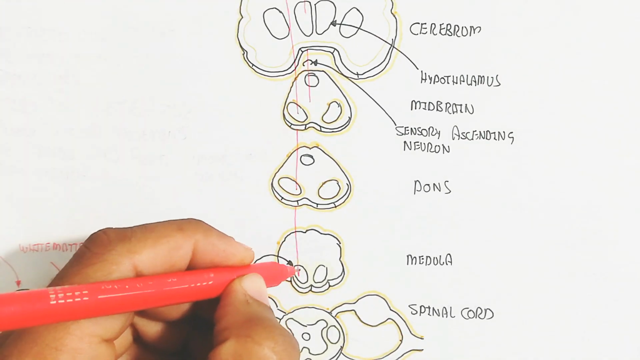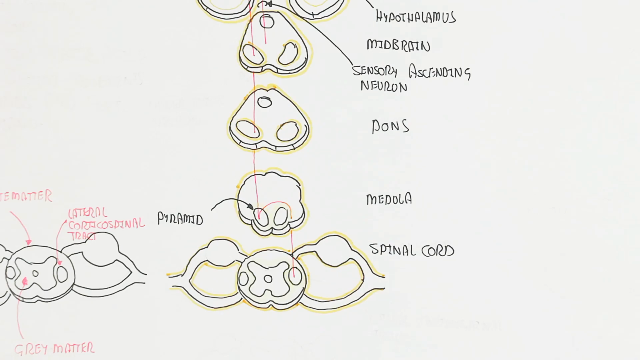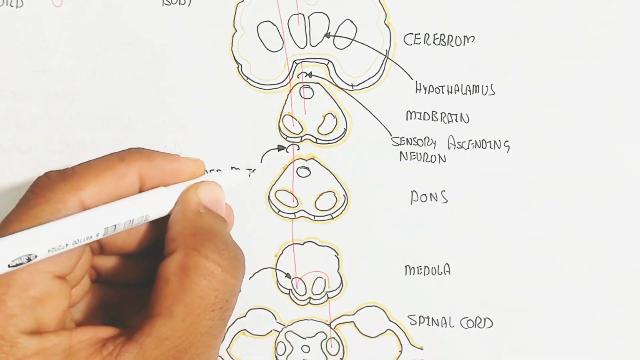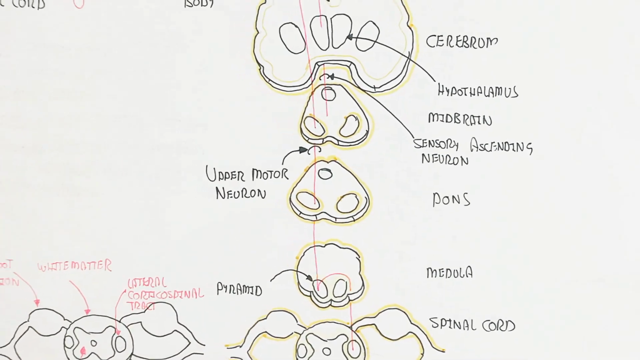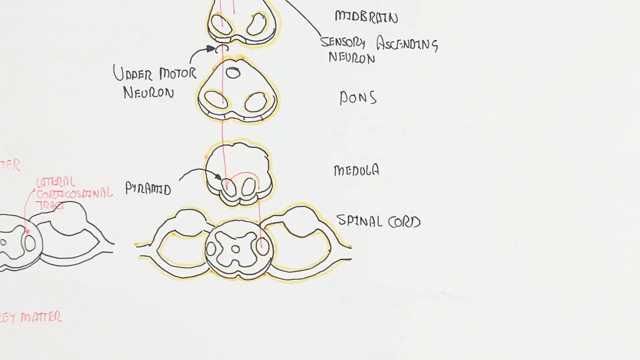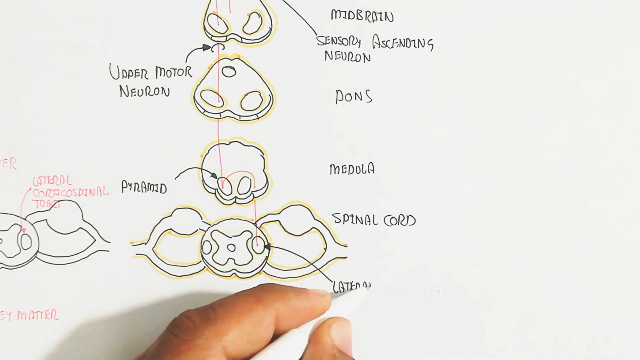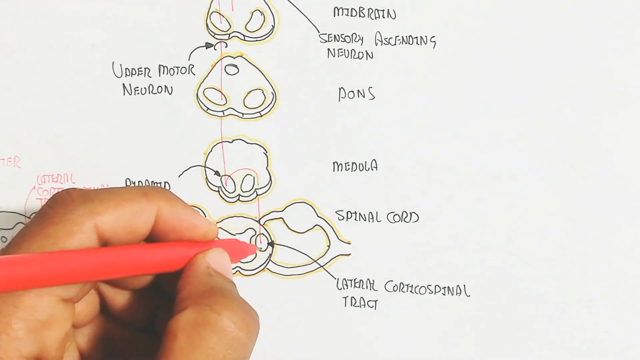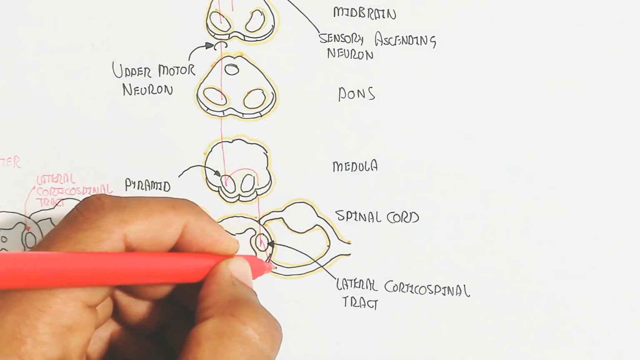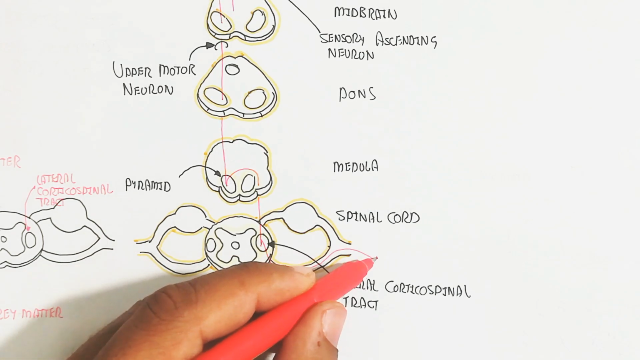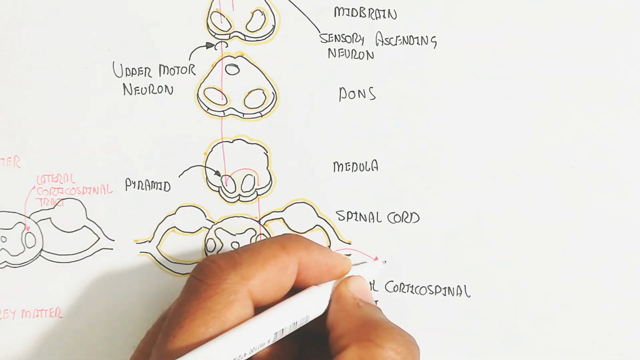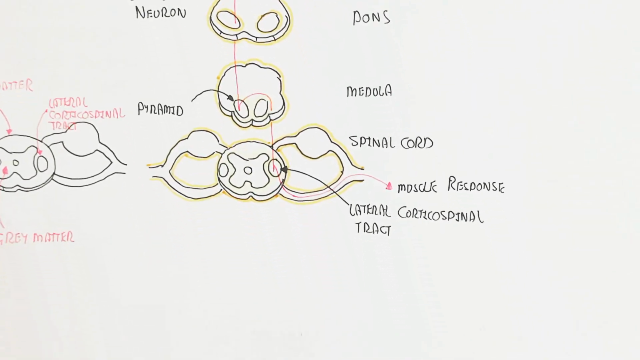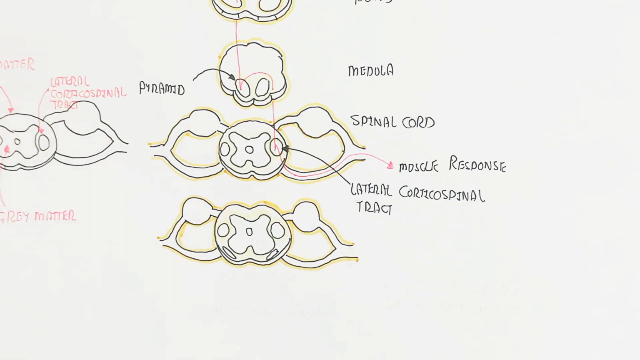Here you can see the lateral pyramid, which involves the pyramidal nucleus in the medulla, and the signal goes further down. This is the lateral corticospinal tract, which gives a signal to the right side of the body to control the muscle response, for example balance.